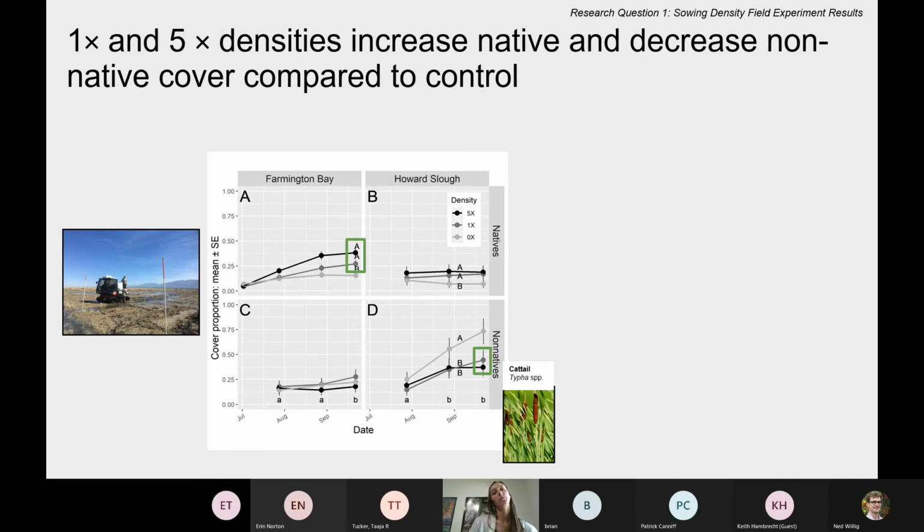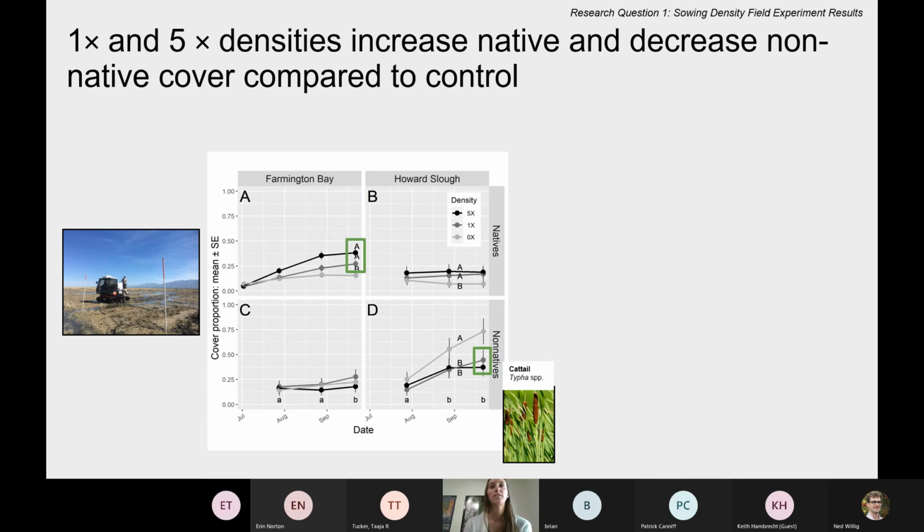To orient everyone to this plot, on the x-axis we have time, and on the y-axis we have cover. The first row is showing natives, and the second row is showing non-natives. The natives is just the summed cover of those natives of interest that we sowed. And the non-natives is the same three species from before, though we saw mostly cattail. Definitely a lot of cattail.